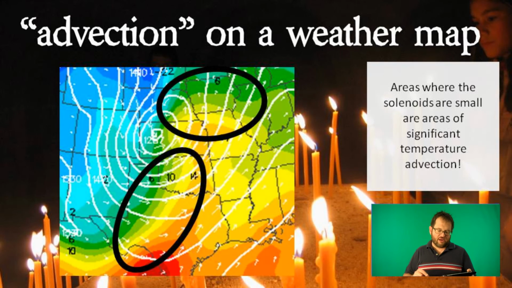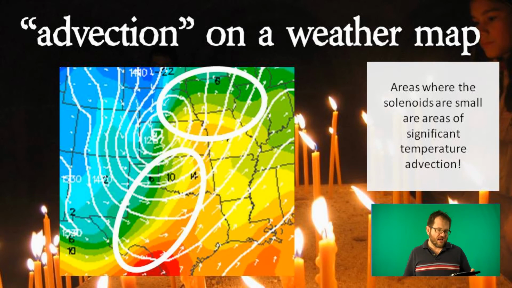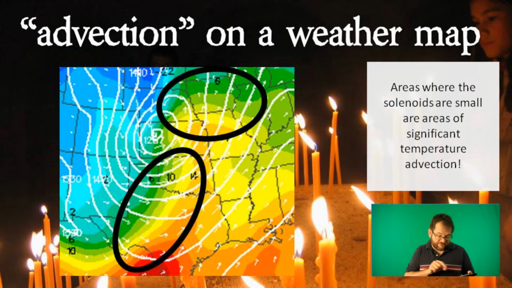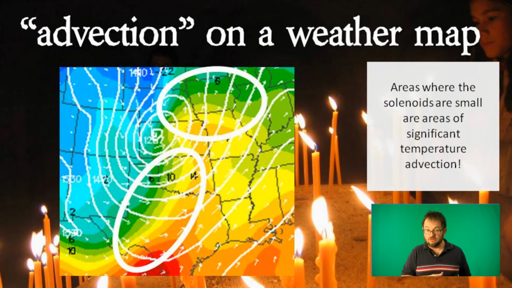I can see that there's an area across Texas and Oklahoma and maybe Kansas where there are little solenoids, little diamonds being made where the contours of temperature and the contours of height are crossing each other. If I think through which way the winds are blowing and how they are moving air of different temperature, we see that that is an area of cold air advection.